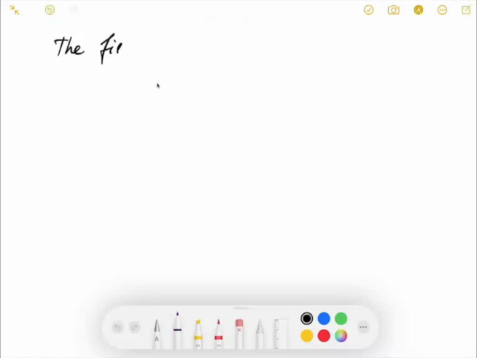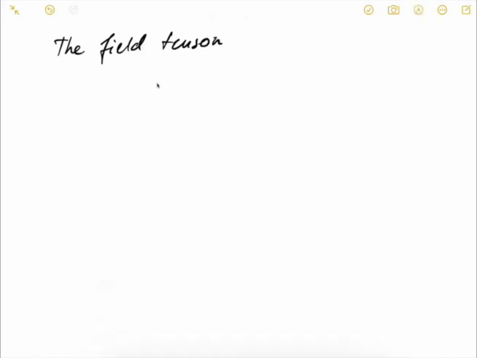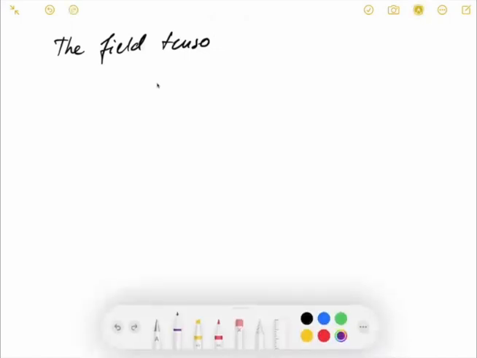The field tensor. Oops, tensor. All right, so we are on our way to put this tensor together. But let's, why is this not removing? There we go.